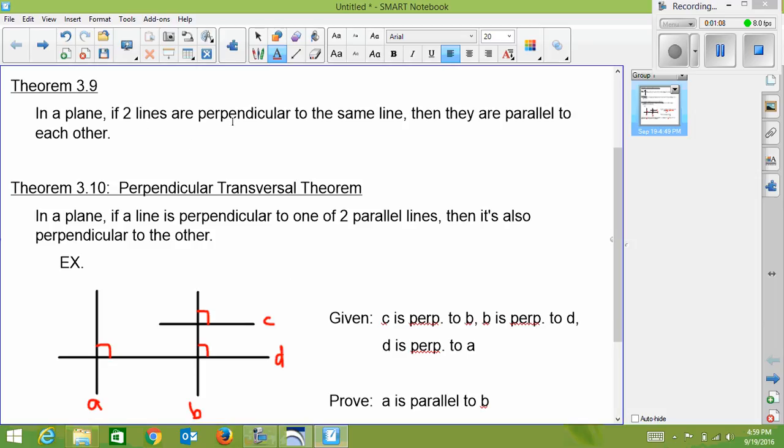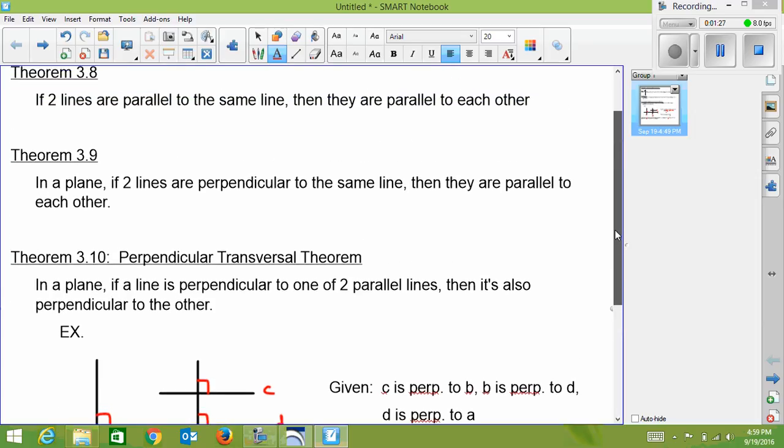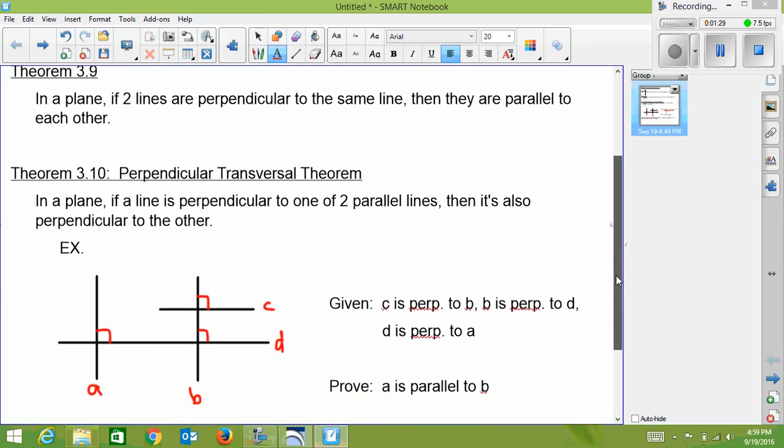In a plane, if two lines are perpendicular to the same line, then they are parallel to each other. So this A is perpendicular to D, and B is perpendicular to D. Therefore, A and B, right here, are parallel to each other. That's what that's saying. The first one said if two lines are parallel to the same line, then they are parallel to each other.